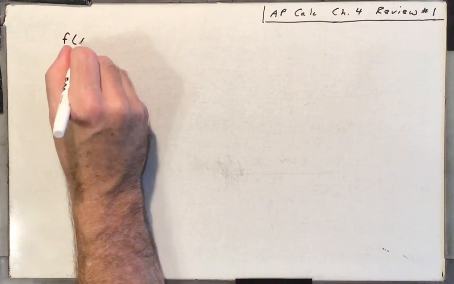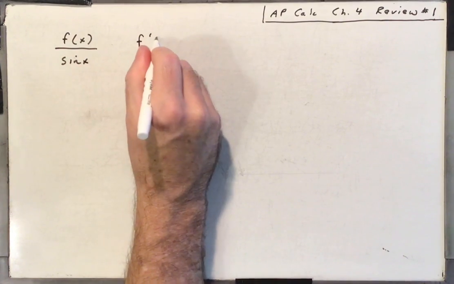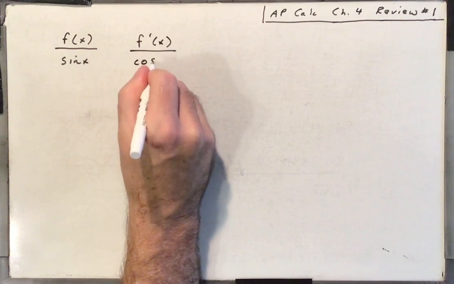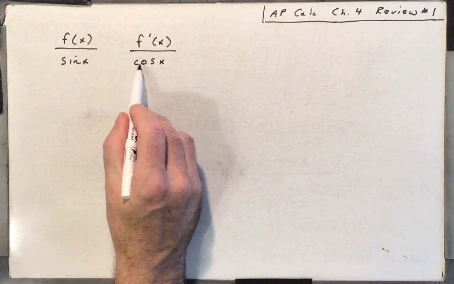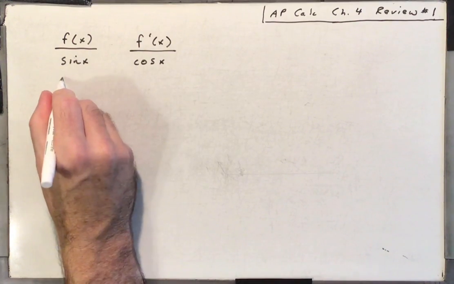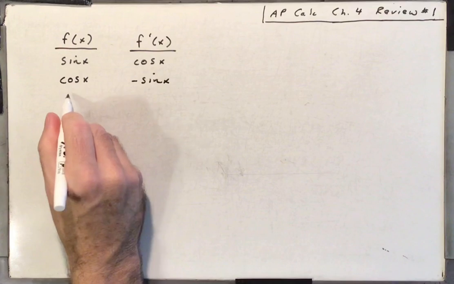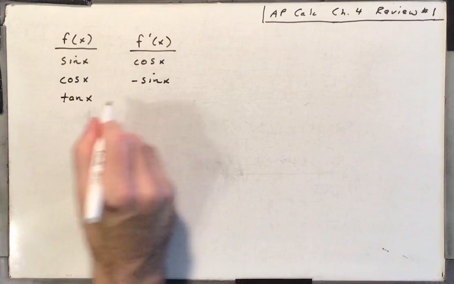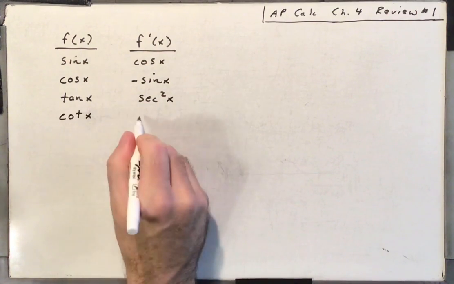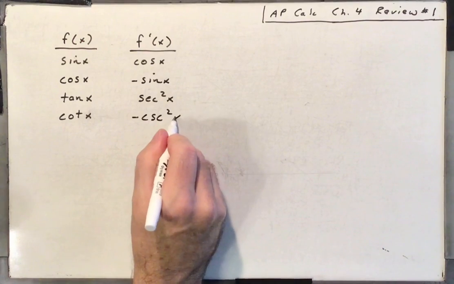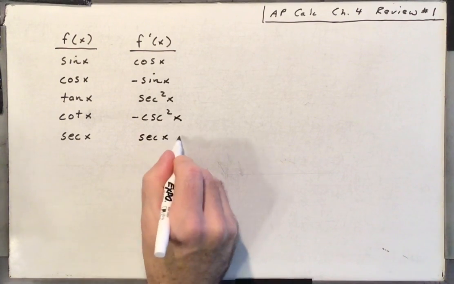So if f of x is sine x, f prime of x is cosine x. And then, of course, you can go backwards. The antiderivative of cosine x is sine x. All right, cosine x, the derivative is minus sine x. All right, tangent x, the derivative is secant squared x. Cotangent x, minus cosecant squared x. Secant x, secant x tangent x.